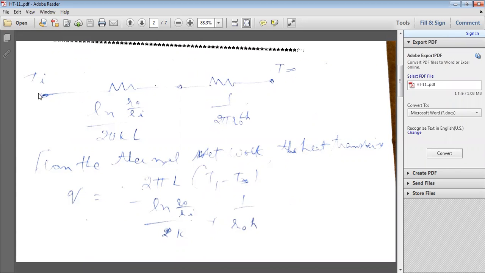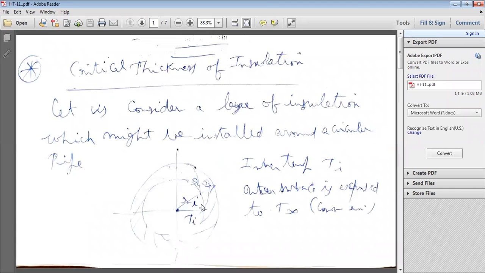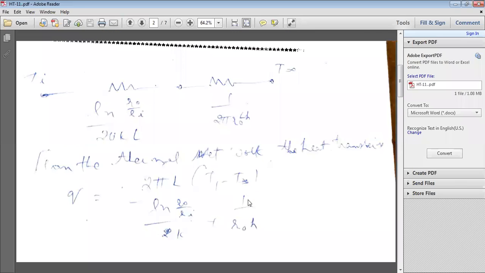Ti is the inside temperature, T free stream is the temperature of the convective fluid or convective environment. The environment may be, for example, air outside. Generally the pipes are exposed to outside atmospheric air, so T free stream is the temperature of the air. So here two resistances are offered. One is with respect to conduction, the other one is with respect to convection.